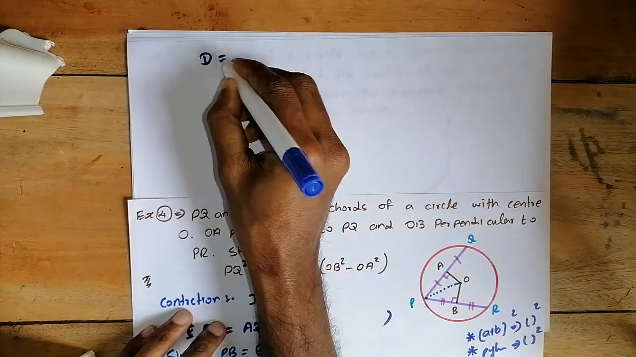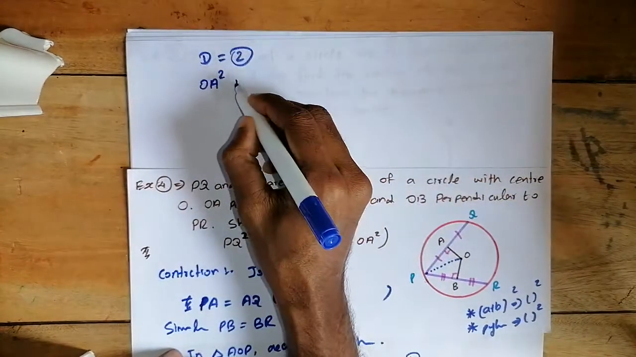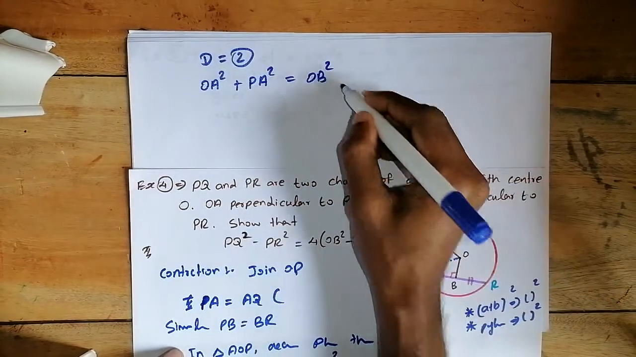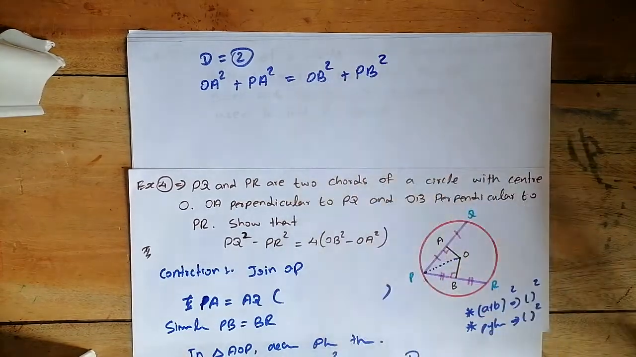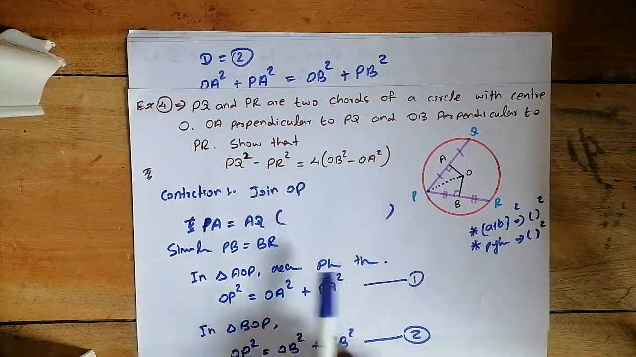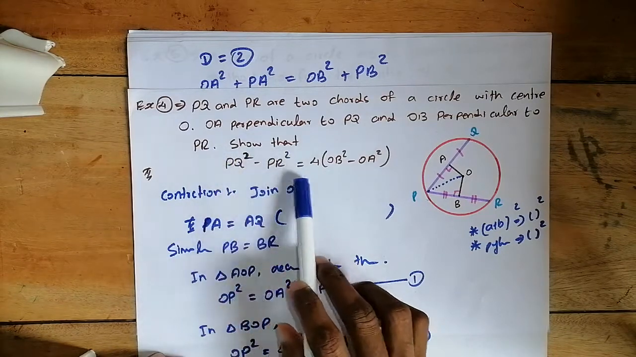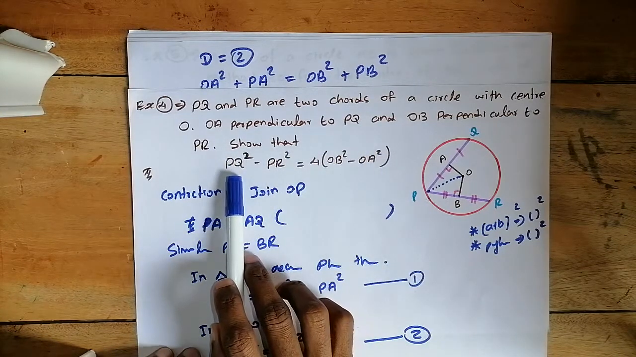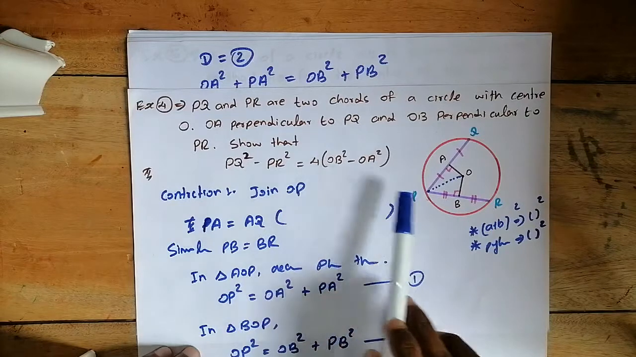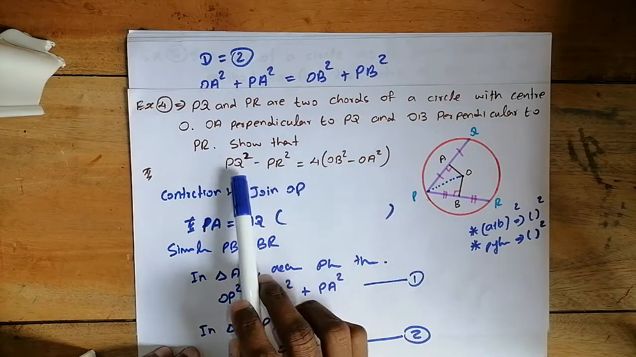So 1 equals 2, which means OA squared plus PA squared equals OB squared plus PB squared. Okay, so the first step, we check the result we are going to show, and those are with squares. Then the next step, we check what is PQ, the length of the chord, what is PR, the length of the chord, OB, the length of the perpendicular, OA, the length of the perpendicular. So all the lengths are with squares.